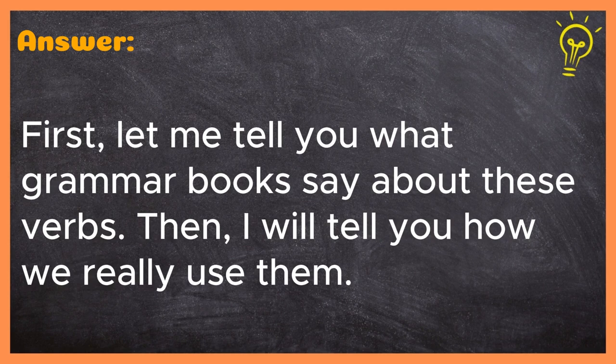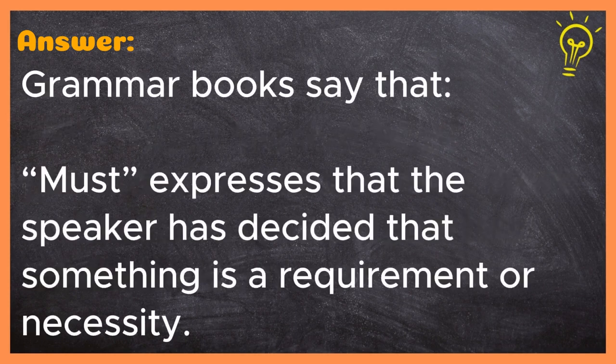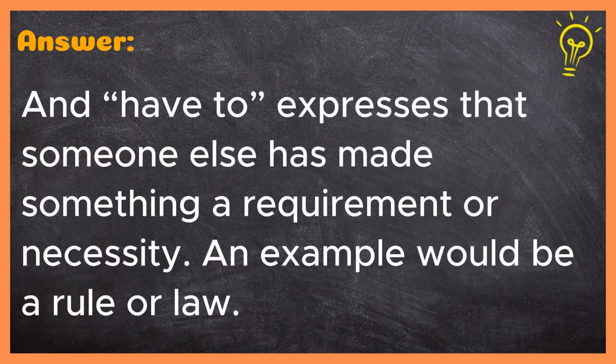First, let me tell you what grammar books say about these verbs. Then, I will tell you how we really use them. Grammar books say that must expresses that the speaker has decided that something is a requirement or necessity. And have to expresses that someone else has made something a requirement or necessity. An example would be a rule or law.